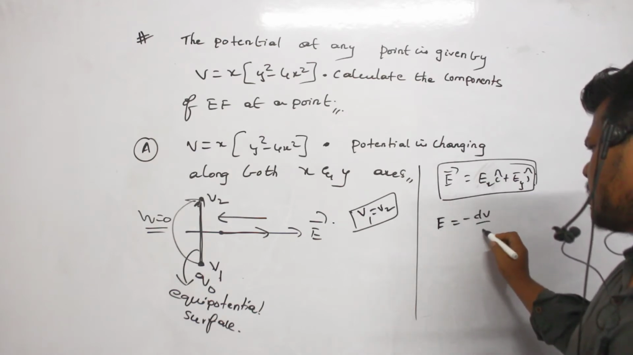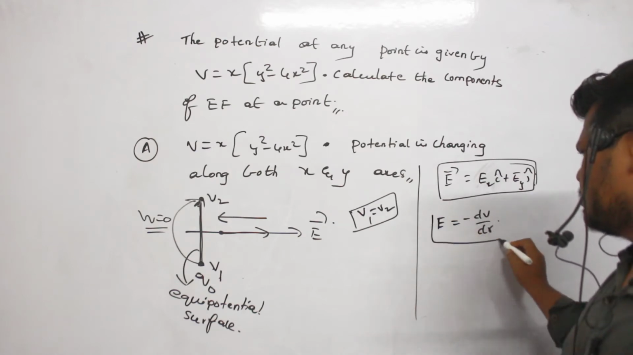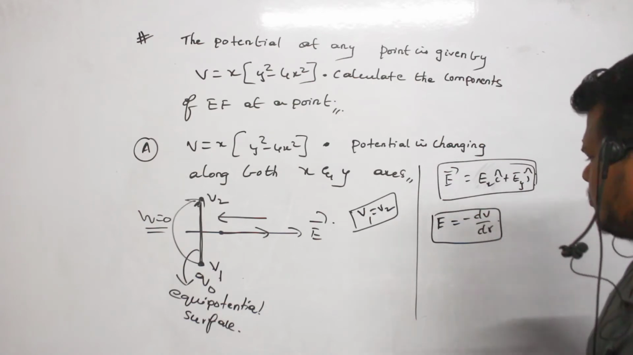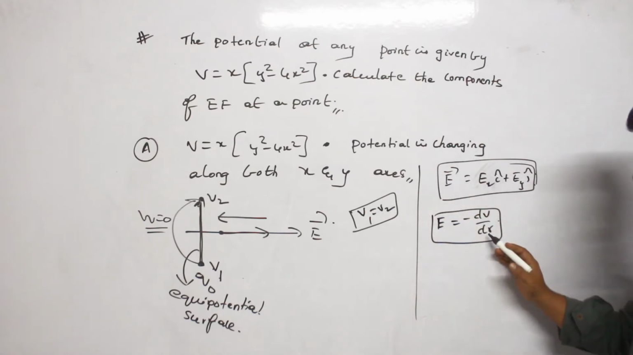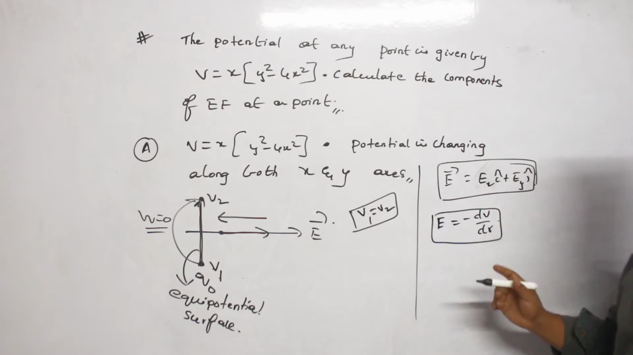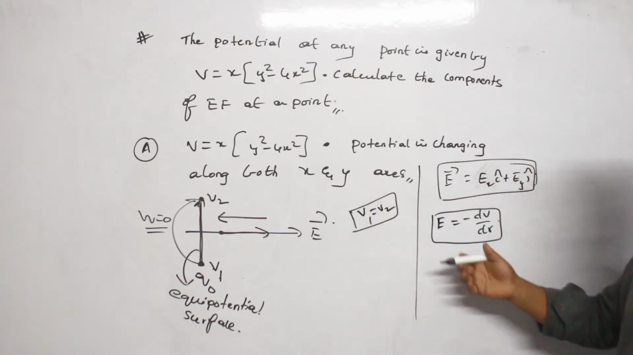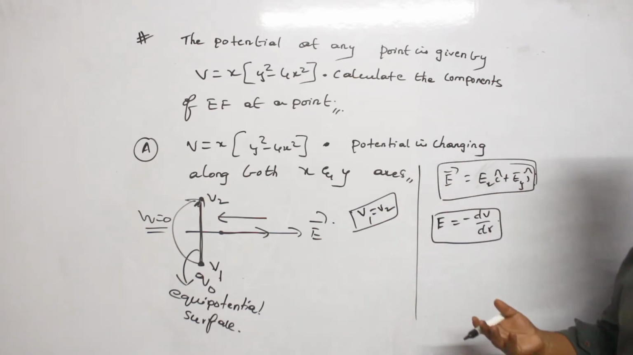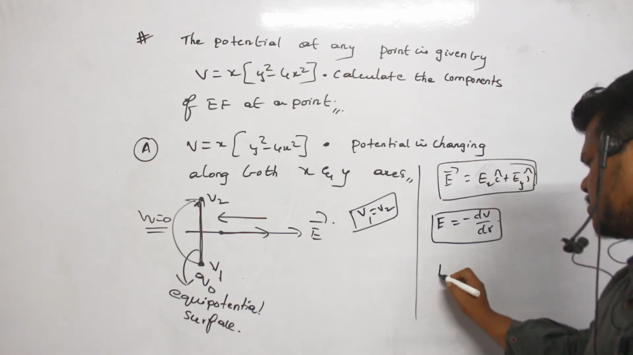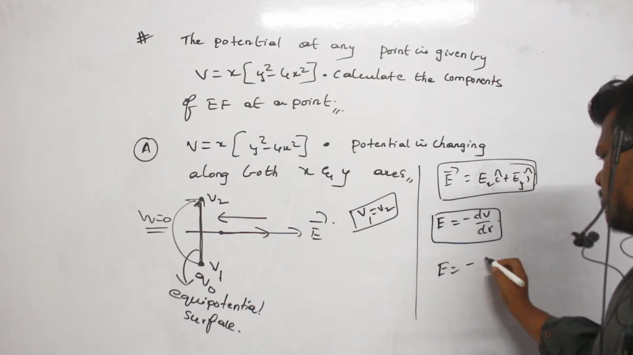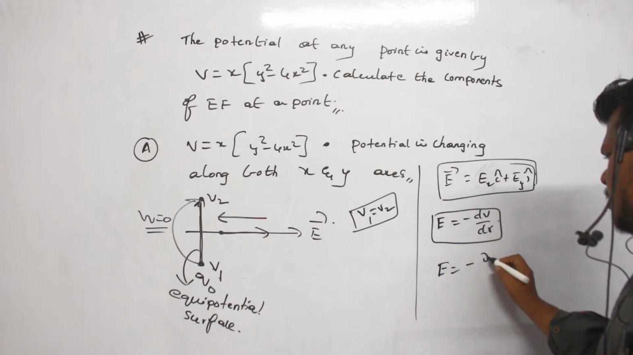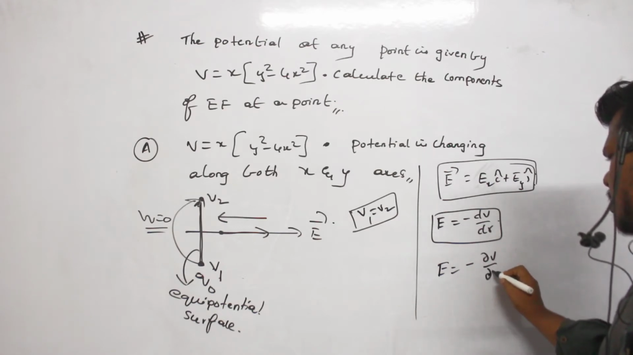E is equal to minus dV divided by dr. This is the relation. In which condition can I use this relation? I can use this relation when potential is changing only along one axis. But here potential is changing along both the axes, no? So therefore I have to take partial differentiation. So E is equal to minus of dou V divided by dou x. I have to write like this.